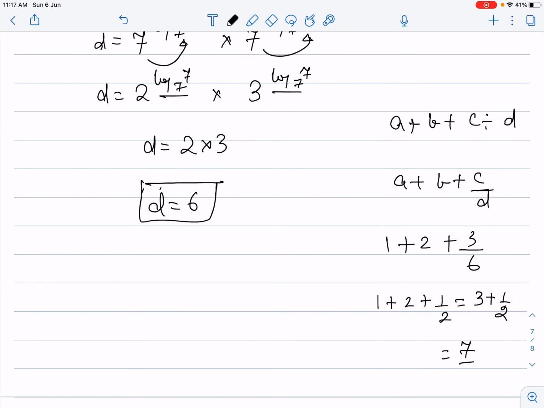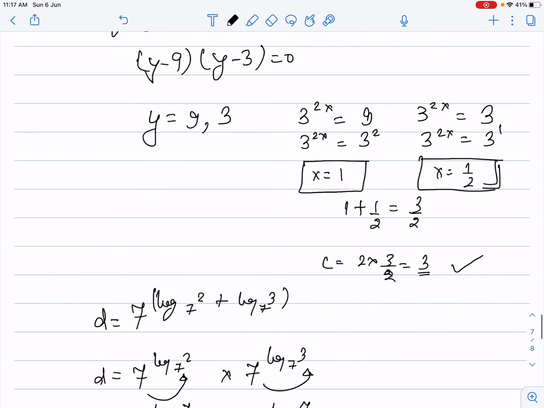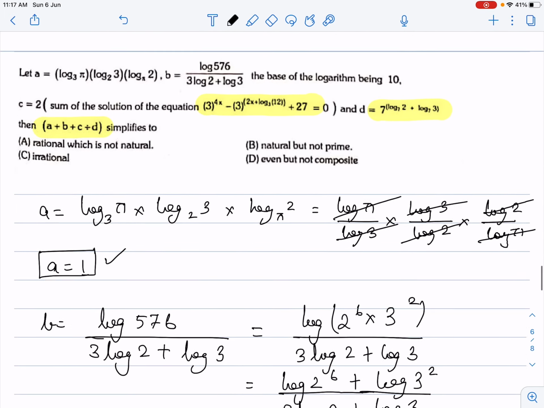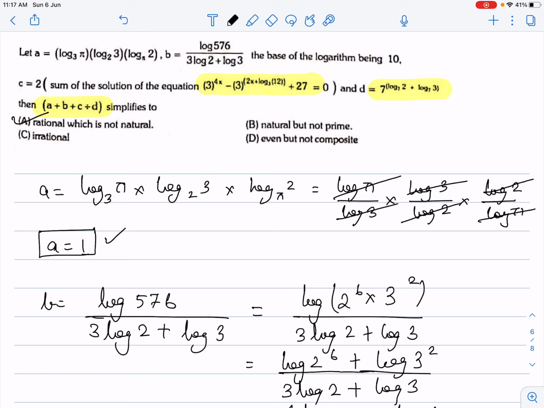So guys, 7 by 2 is definitely a rational number. It's definitely a rational number. But is it a natural number? No, it's not a natural number. So which option should be marked by me? Rational number which is not natural.